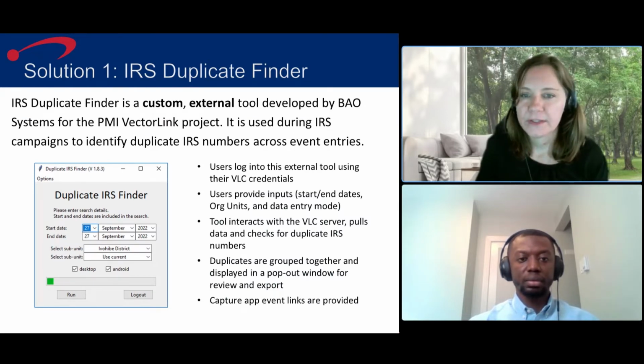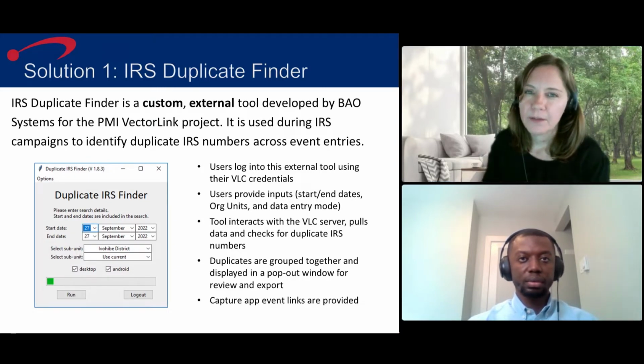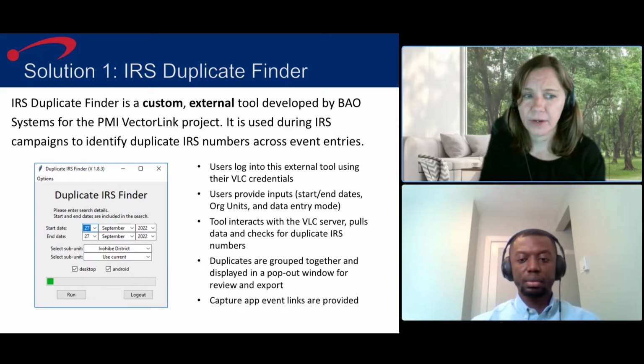The first solution is the IRS Duplicate Finder. It's a custom Python scripted external tool developed by BAO Systems for the VectorLink project. For PMI VectorLink IRS campaigns, every eligible structure located within a targeted region is assigned a unique identifier, commonly referred to as an IRS number, which is used to distinguish that structure. And for many different reasons, duplicate IRS numbers is a common data quality concern, and the IRS Duplicate Finder allows end users to search thousands of events to locate them.